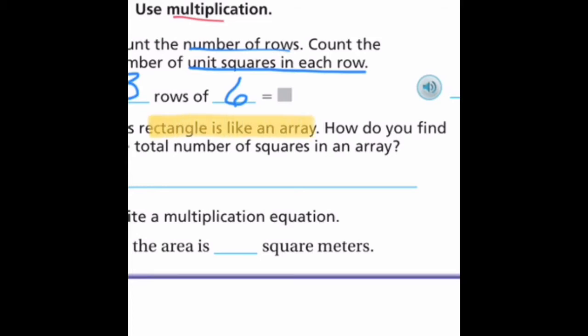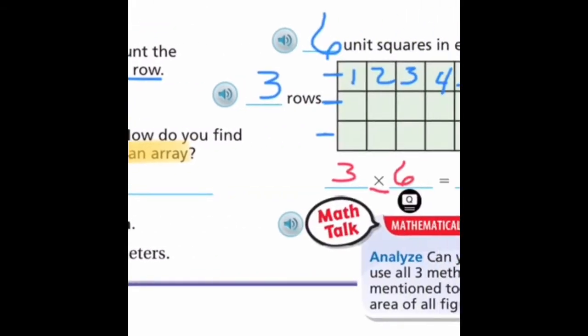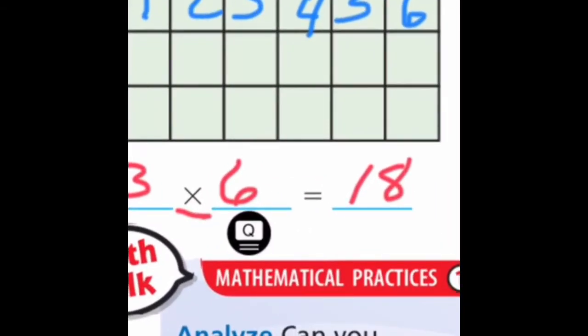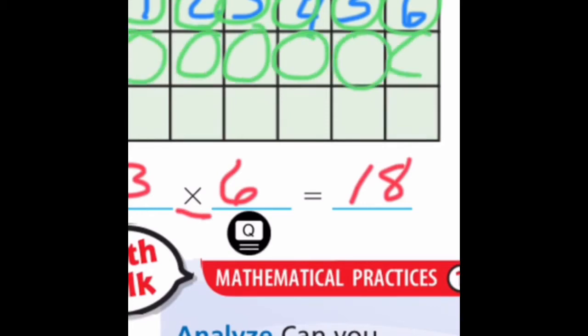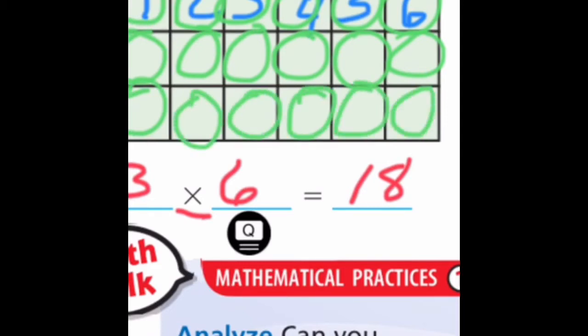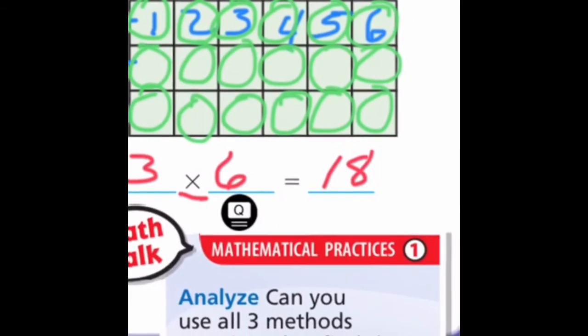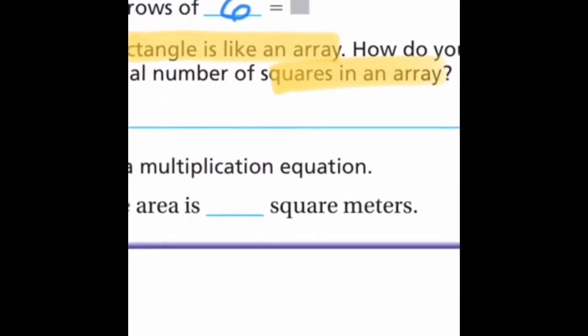the rectangle is like an array. How do you find the total number of squares in an array? So if we look at this, we had been used to drawing arrays that look like this. We would draw circles. Whoops, sorry about that. There we go. Circles, 1, 2, 3, 4, 5, 6 circles in my first row, and 6 circles in my second row, and in my third row I also have 6 more circles. I have 3 rows of 6. When we draw an array like that, 3 rows of 6, multiplication problem.